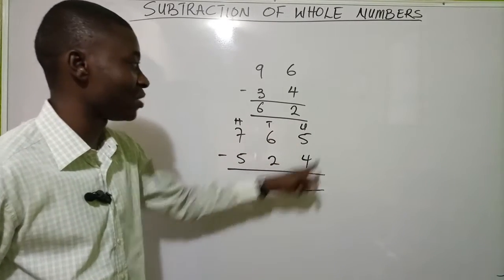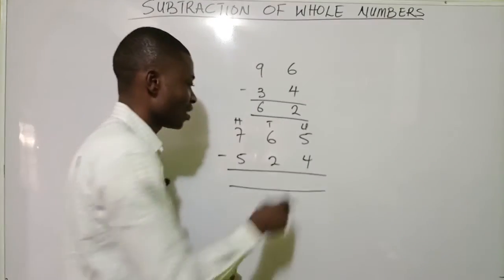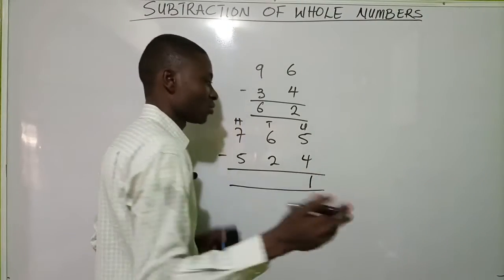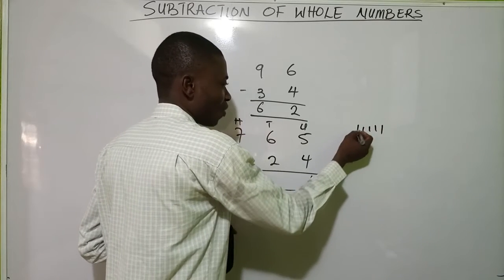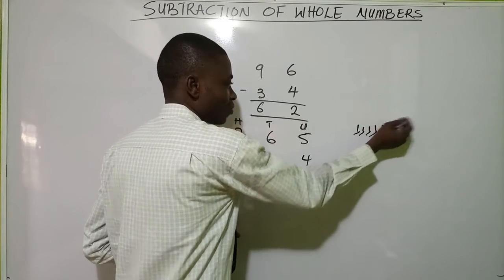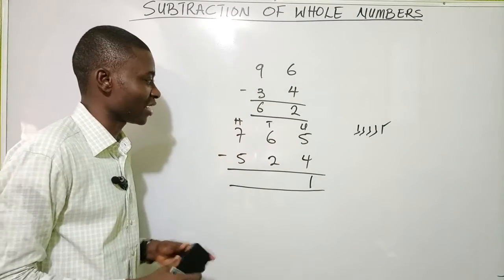This is 5 minus 4. That means from 5, take away 4 from it. What will be remaining? We have 1. Not difficult. Very simple. 1, 2, 3, 4, 5. Take away 4: 1, 2, 3, 4. What is remaining? 1. You write it down. We are doing subtraction or take away.